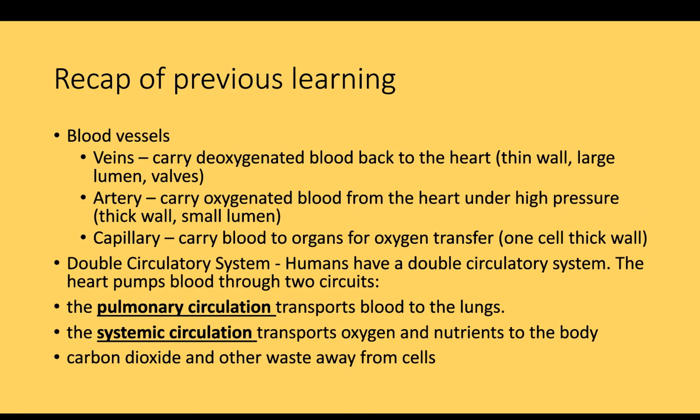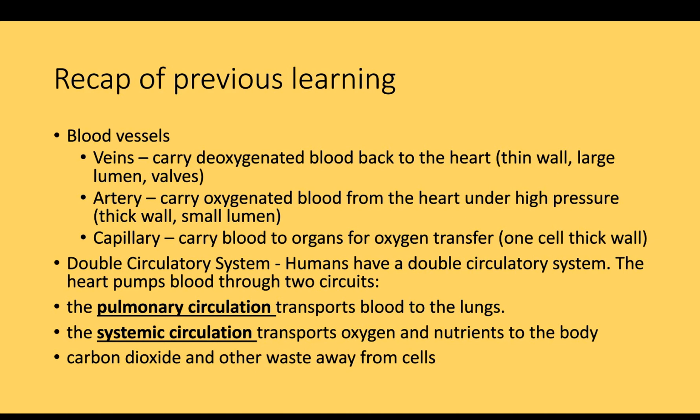So, if we look at the blood vessels first of all, you should have said something along these lines, that veins carry deoxygenated blood back to the heart. They have a thin wall and a large lumen because the blood is at low pressure, and they also have valves which would prevent blood returning back in the opposite direction.